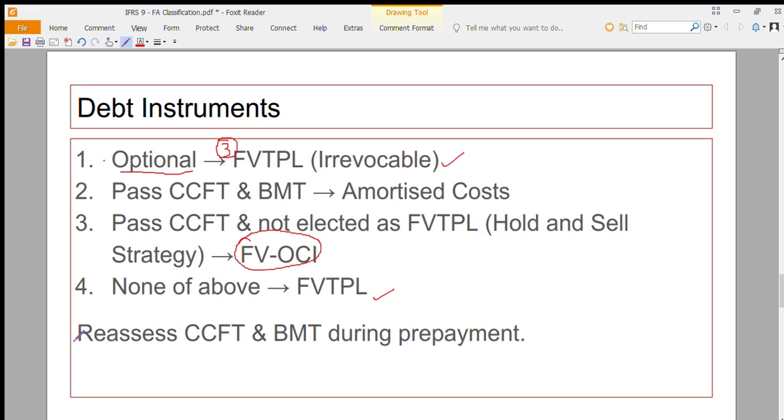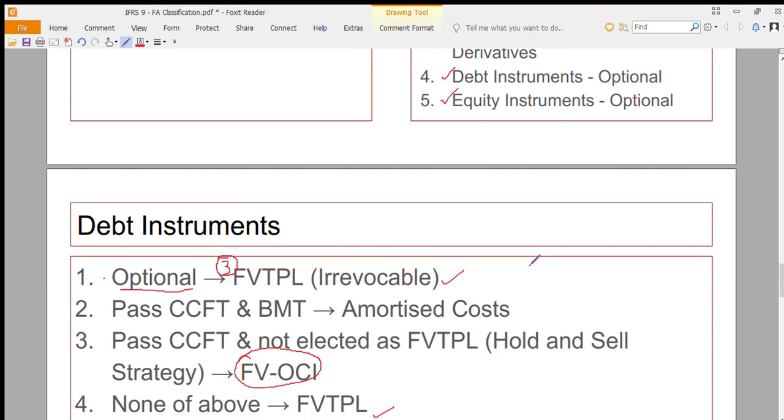This is something that I want to mention to you. Take a typical example of housing mortgage loans. The person who borrows the money always has got an option to prepay the loan. Whenever there is a prepayment, the bank or the lender should reassess the instrument and see whether it passes both the conditions, cash flow characteristics test and business model test, and only if it passes the two conditions, it can continue to be classified at amortized cost.